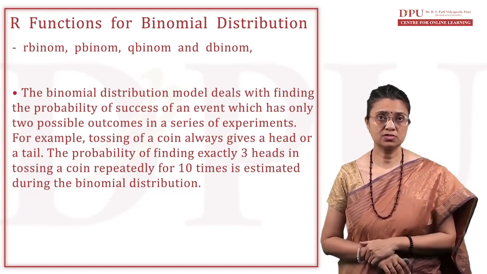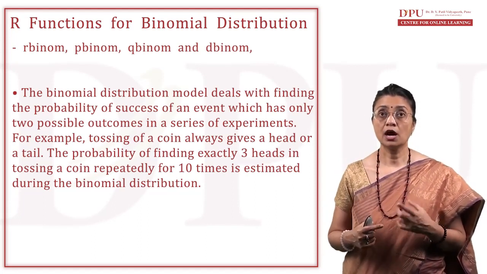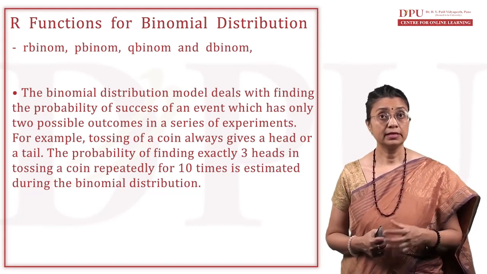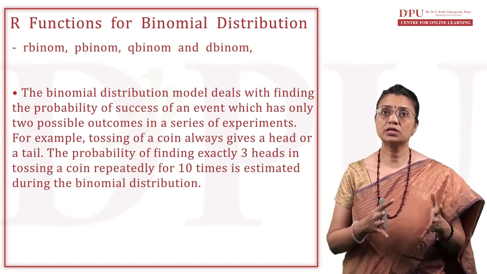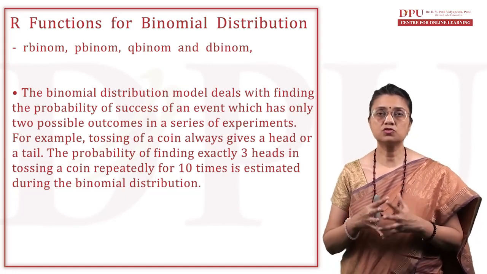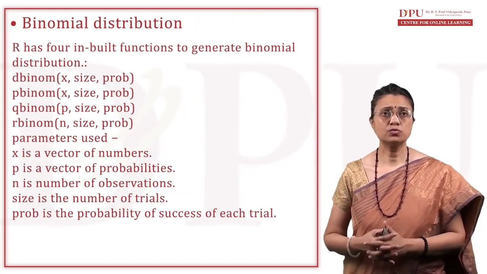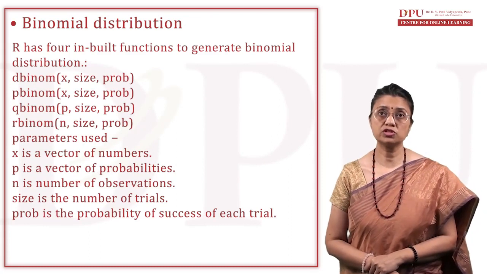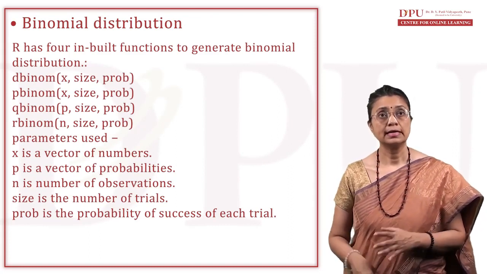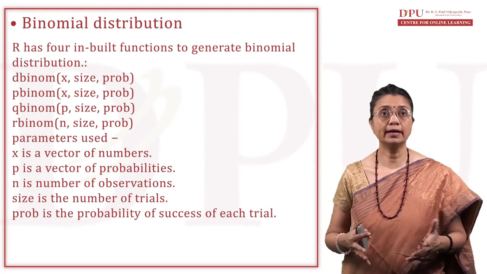So the idea is that if I have a coin and I'm tossing it 10 times, how many times will I get head? Will I get head 3 times? If yes, what is the probability? So that distribution is called the binomial distribution. Again, students, R has 4 inbuilt functions to generate binomial distributions. These are dbinom, pbinom, qbinom, and rbinom.